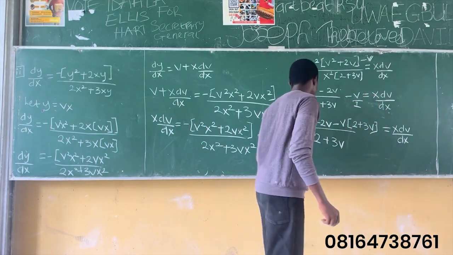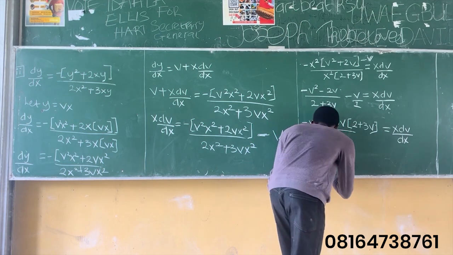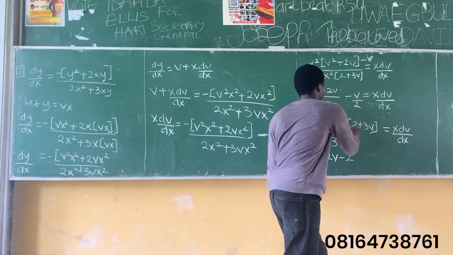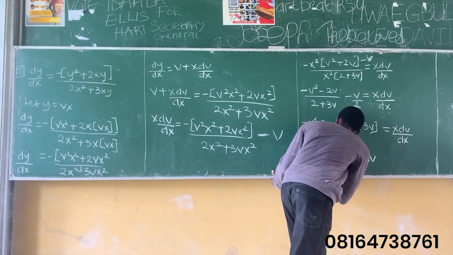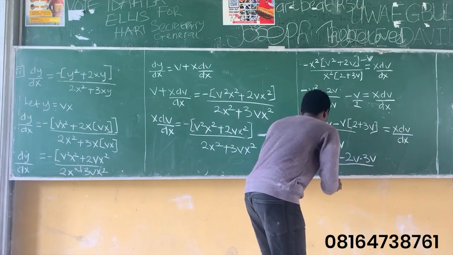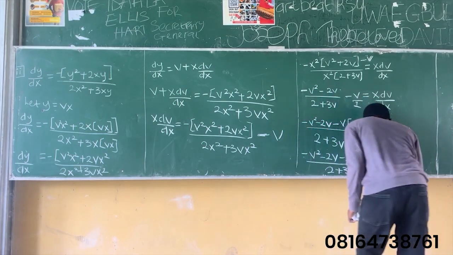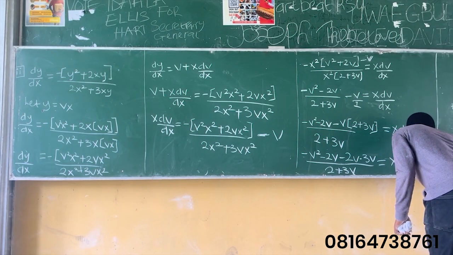So now if we multiply through, we'll be having minus v squared minus 2v minus 2v. This multiplied by this is minus 2v minus 3v squared, which is equal to x dv over dx.